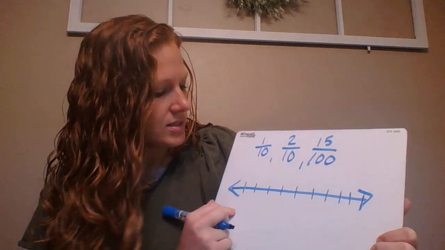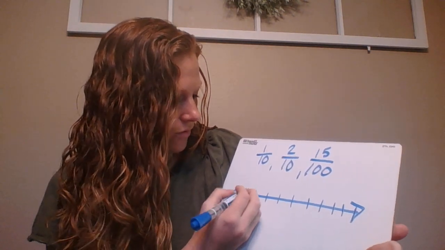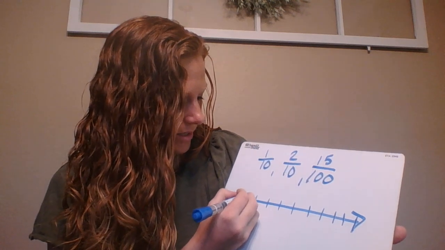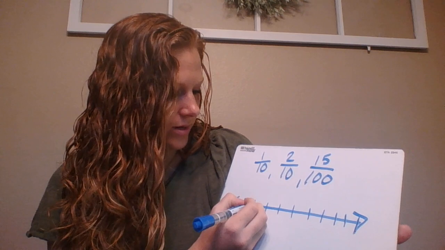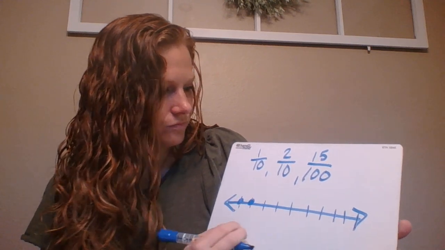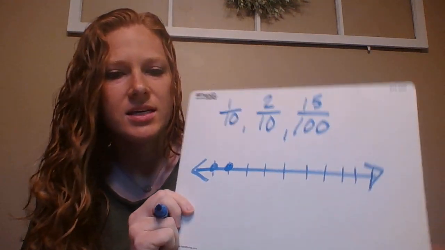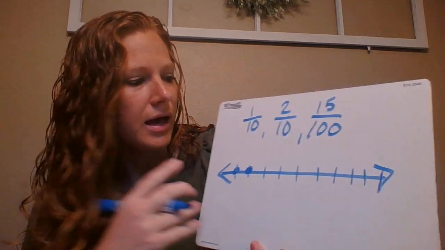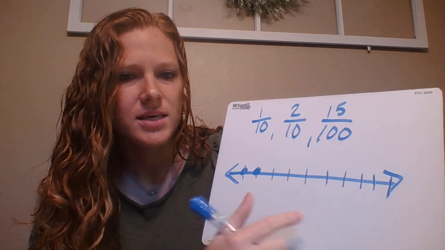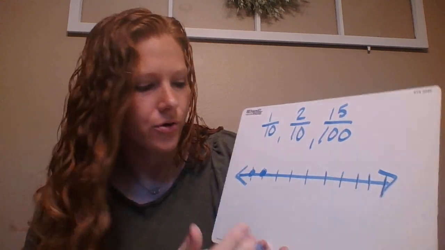The first one is 1/10. 1/10 is right here. 2 tenths is right next to it. Now I have 15 hundredths. This is where some people get really confused because we're like, these are tenths, so those are pretty easy, but now I'm in hundredths. How do I know?